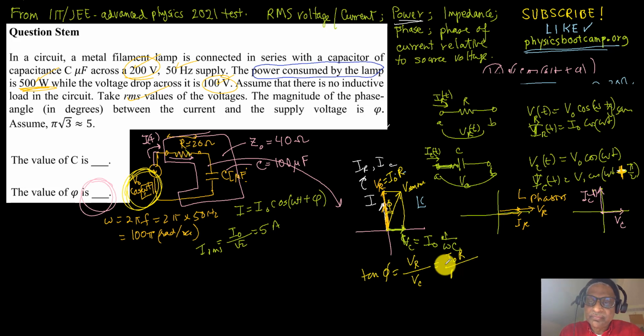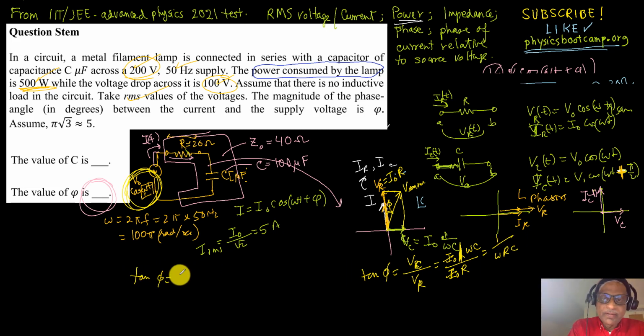V equals IR. So this angle is opposite, VC over VR. So I0 over omega C, and I0 R. I can cancel this out, and this is 1 over omega RC. So that's the tangent phi. So tangent phi is VC over VR, which is 1 over omega RC.